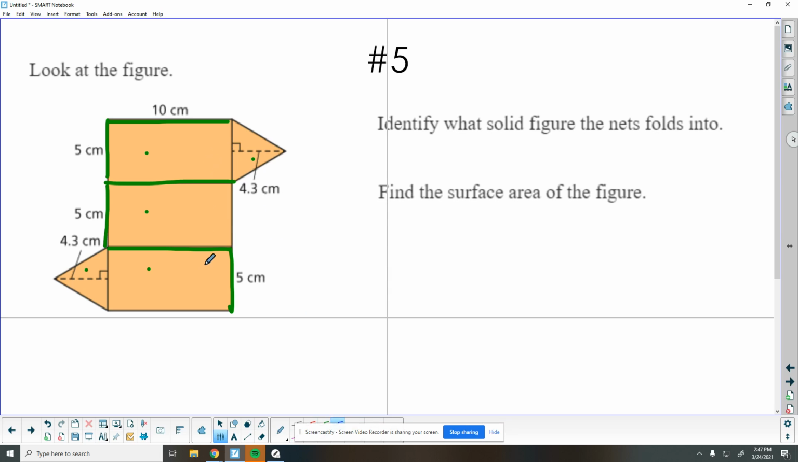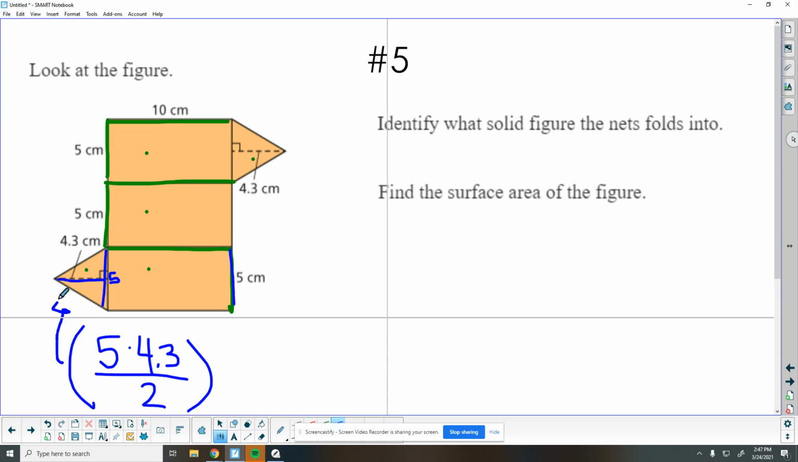Then to find our triangle, we're looking for this piece here. This is the same as this, so this is 5. So for triangles, base times height is 4.3. We cut triangles in half, and that tells me one triangle. And this one is also the same. So whatever this one is, we want 2 of these same triangles and 3 of these rectangles to add together.